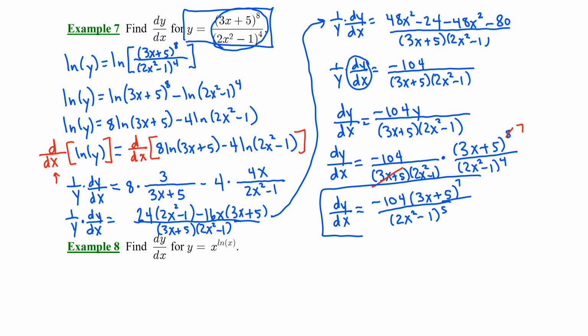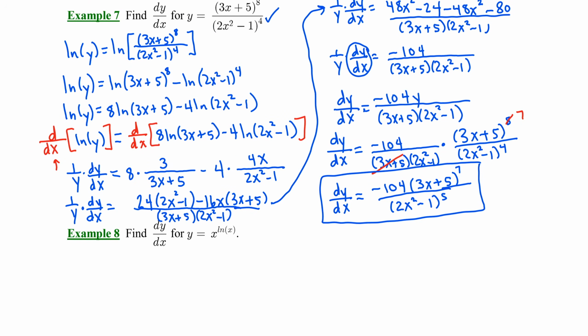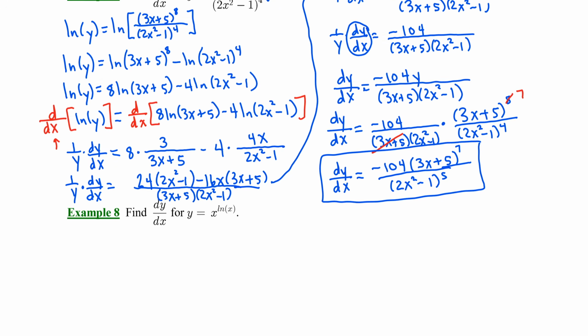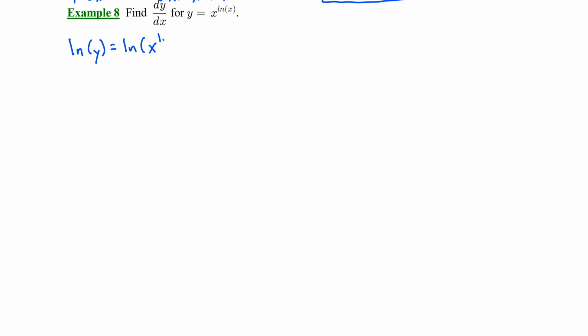We would have arrived at this same destination had we applied the quotient rule to the original function. The algebra may have been a little more challenging. Okay, one last problem. Notice on example 8, we have a variable base and a variable exponent. This is the case where logarithmic differentiation is not an option. It is a requirement in order to separate the variable exponent from the variable base.